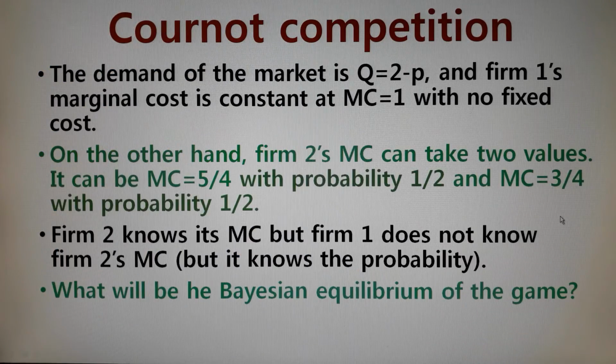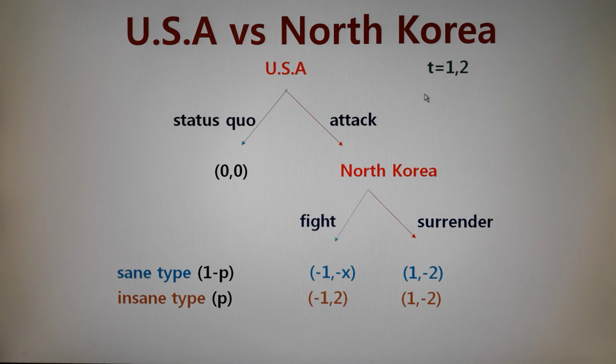But here, it plays over time. We have a name for this. If something happens simultaneously and ends immediately, we call that a one-shot game, if you remember. But if the game is played over time, we have a name for that. That is a dynamic game. So we are dealing with a dynamic game.